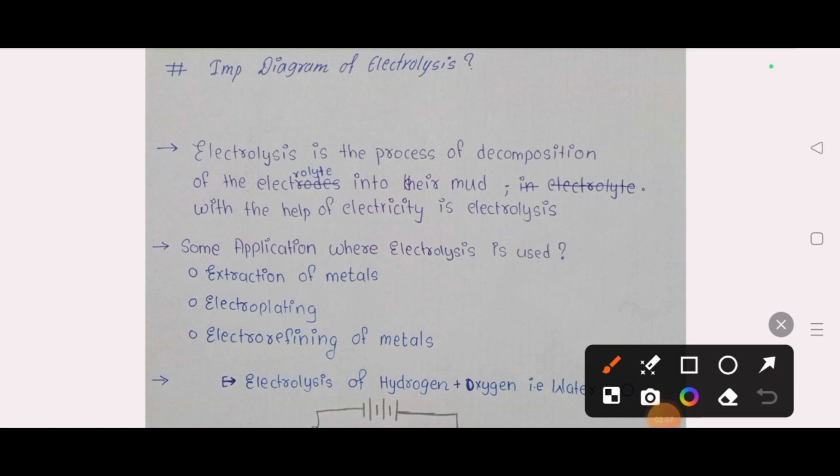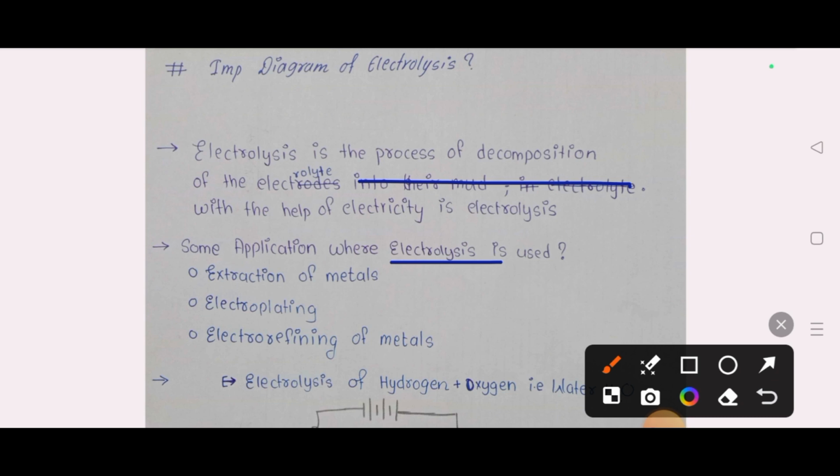Some applications where electrolysis is used. Electrolysis is the process of decomposition of electrolyte with the help of electricity, which is known as electrolysis. Alright, understood what is electrolysis? Very easy. Next, we have some applications of electrolysis.